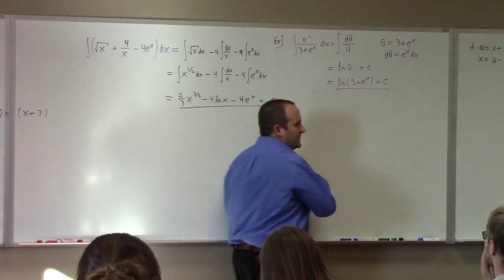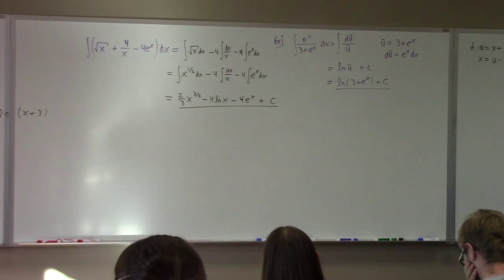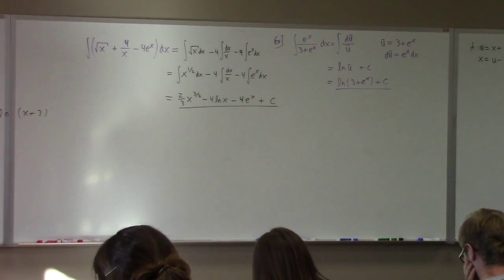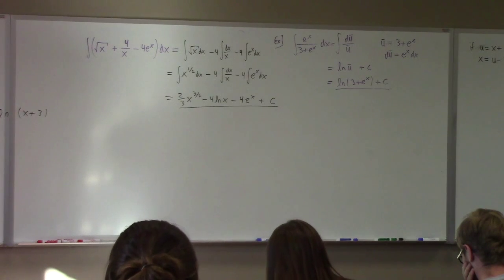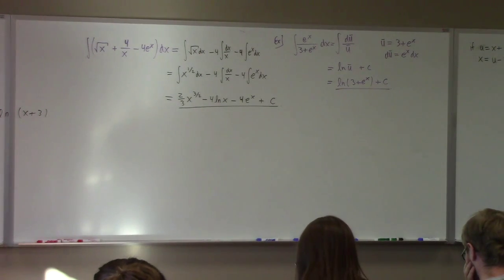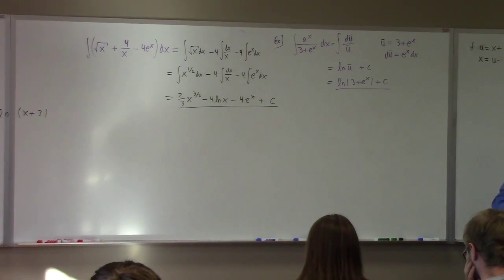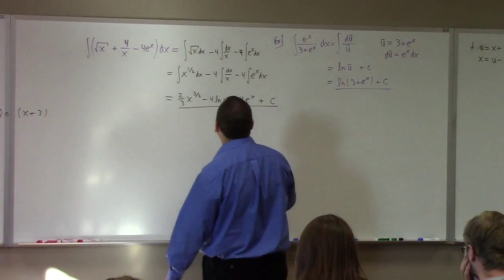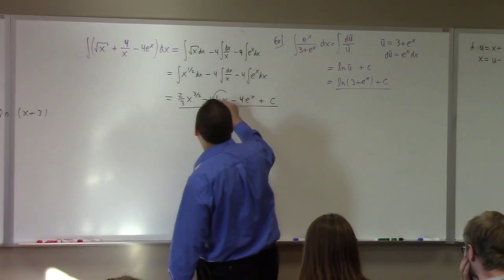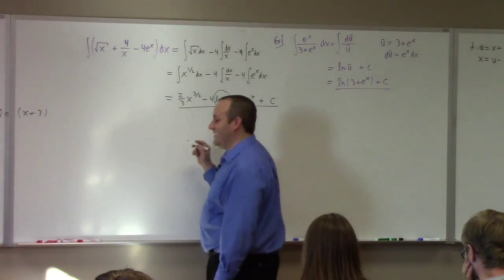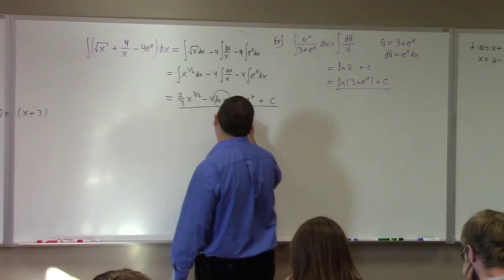Now, let me check on something, if the book is being careful. Well, that's funny. The answer key, instead of writing natural log of x, has the natural log of the absolute value of x, counting it wrong, right? Yes. So it wants you to write this.